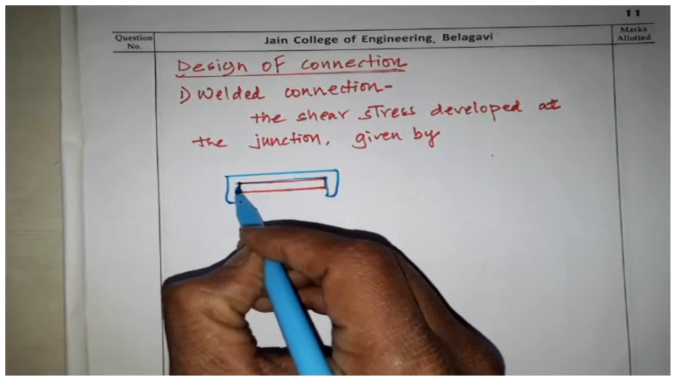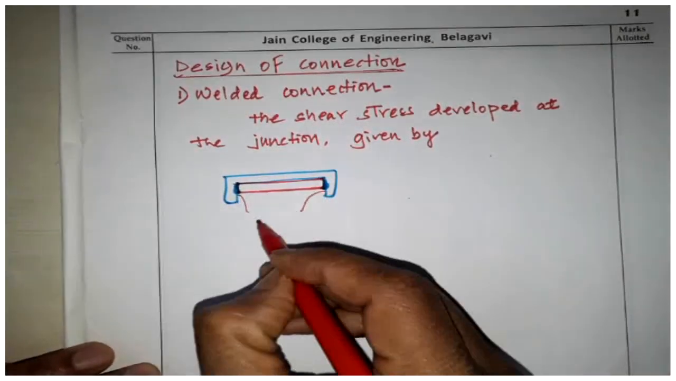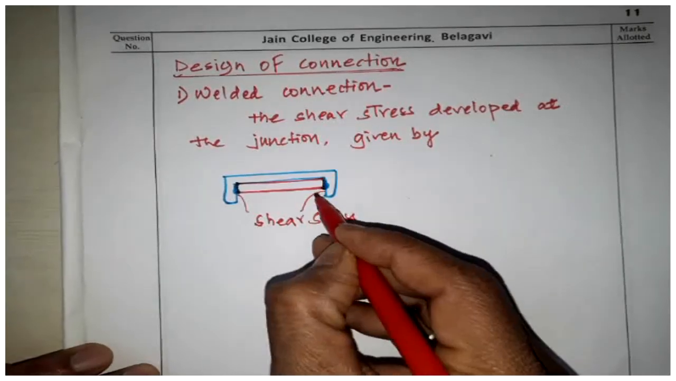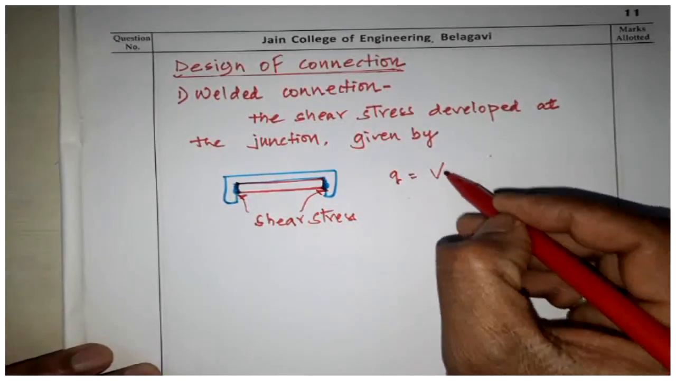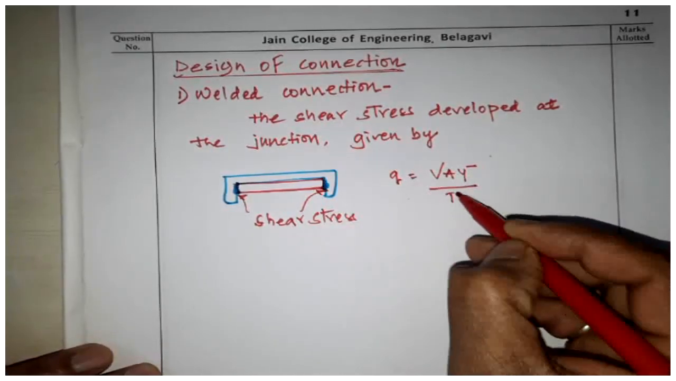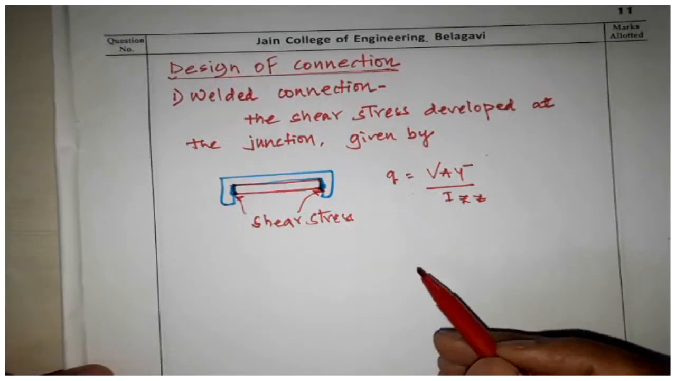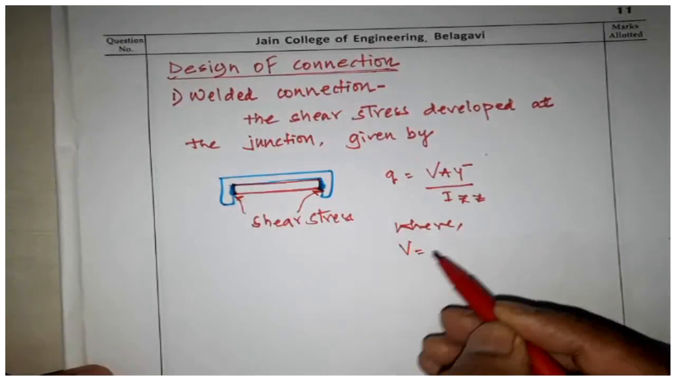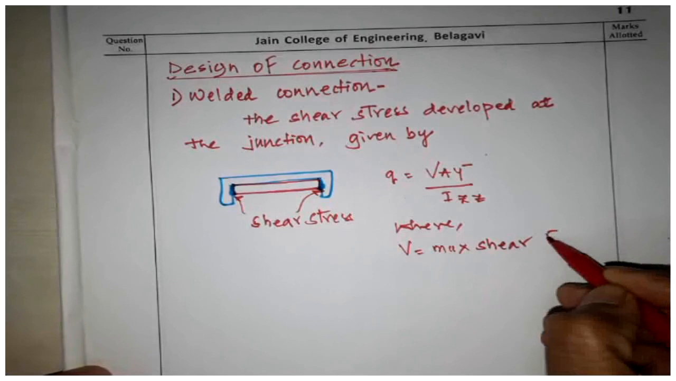So we are going to discuss what is the shear stress developed at the junction, at the connection of the I section and channel section, which is given by the formula q is equal to VA y bar upon I_ZZ. Here V is nothing but the shear force, that is the maximum shear force. Already we have calculated the maximum shear force.